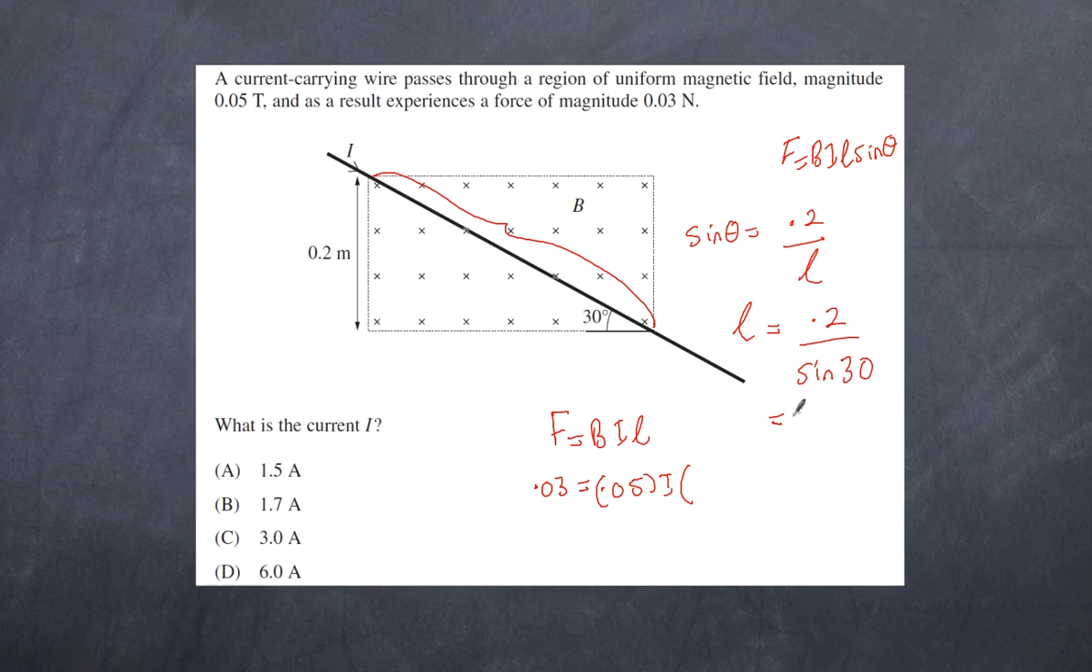Now, what is sine 30? Sine 30 is a half, so 0.2 divided by half becomes 0.4. So I ends up equaling 0.03 divided by 0.05 multiplied by 0.4. And if you look very carefully, that's 0.03 over 0.02, and therefore that equals 1.5 amps, and hey presto, A is my answer.